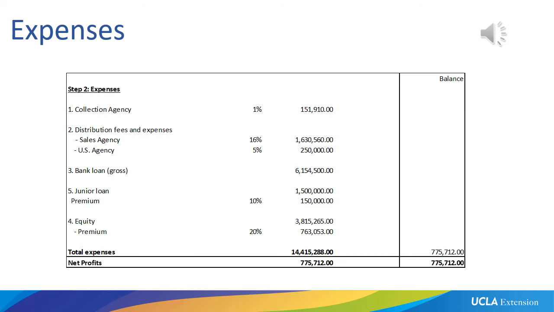So next in line is the distribution expense for the sales agent, and that is 16%. And these 16% are charged on $10,191,000 because we already paid for the sales agent fee for the down payment. So it's not charged on the full international revenues anymore. It's only charged on the revenue minus the down payment. So that's why the 16% get to $1,630,560. The US agent charges 5% of $5 million, that's $250,000.